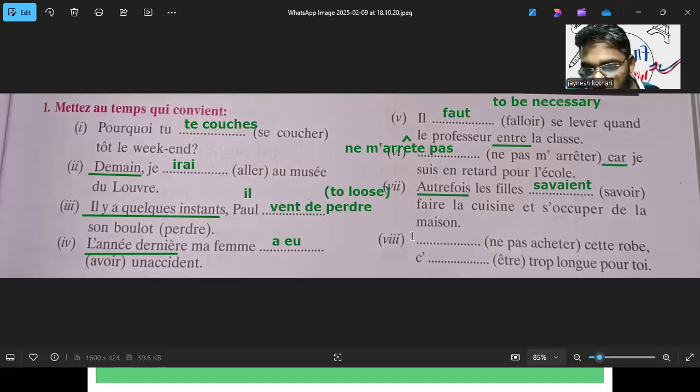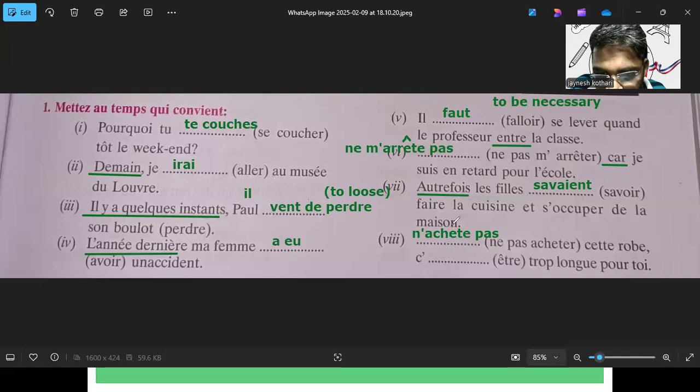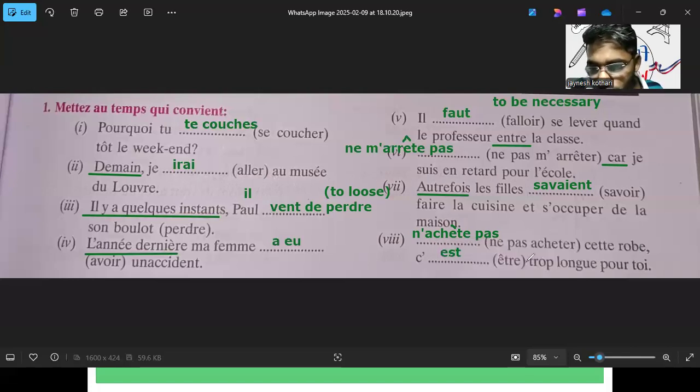Number eight. Again, students, you see there is no subject pronoun at the beginning. So I'm just using n'achète pas. Again, I'm using the tu form. If you want, you can use the vous form also. You will get it right. N'achète pas: do not buy this dress. It is too long for you. So it is present tense.